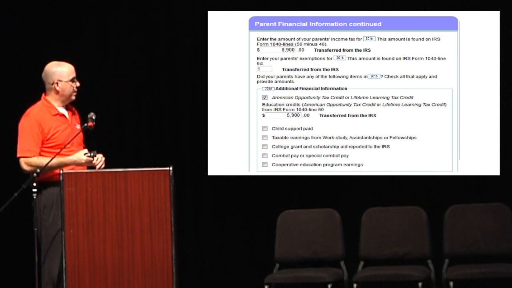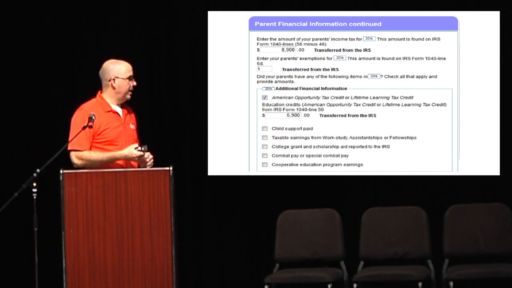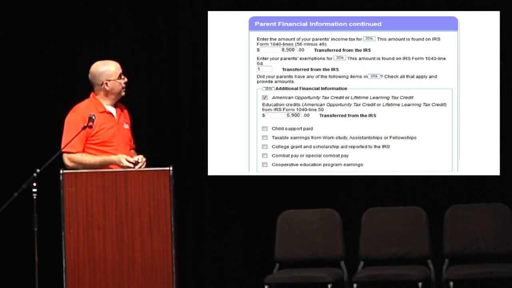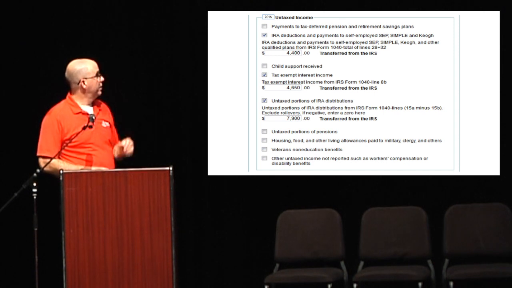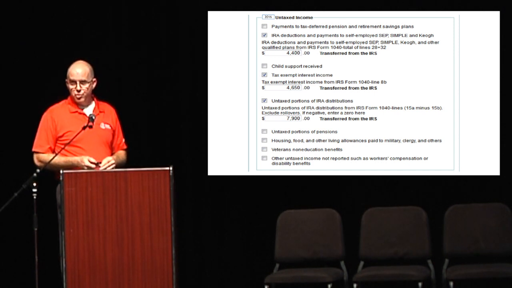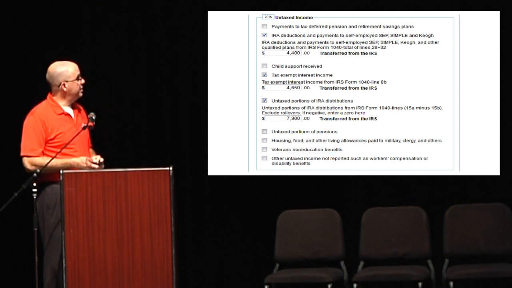College grant and scholarship aid that was taxable, that's reported to the IRS. Combat pay and cooperative education program earnings. Next would be a section where you report any untaxed income that the family received. The first would be any 401k contributions that show up in box 12 on your W-2s. Next would be IRA deductions, if you had any of those, that was transferred from the IRS.